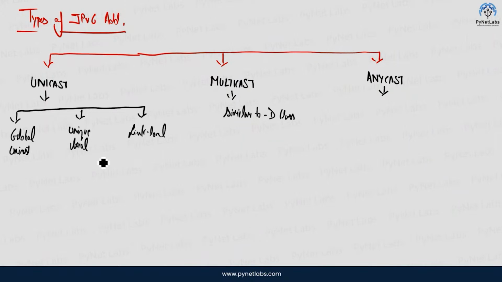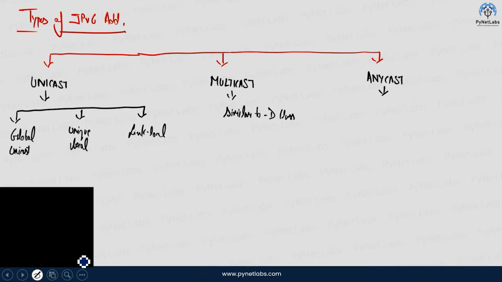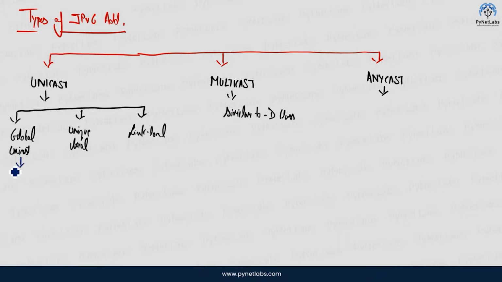So when I talk about the global unicast, what exactly does the global unicast represent? Global unicast is the public IP of the IPv6 address. And this one, unique local, that's the private IP.